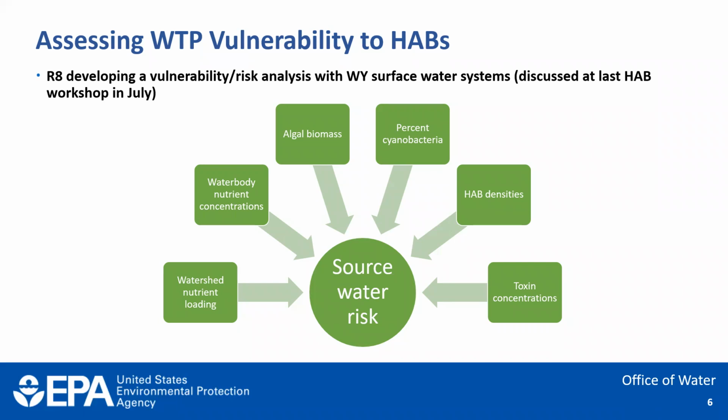Algal biomass: a lot of the information for algal biomass came from the satellite imagery projects that were conducted throughout the country. Percent cyanobacteria: that satellite imagery can distinguish between cyanobacteria and regular algae. HAB densities: if there are certain concentrations near intakes, that's factored in. And then finally, toxin concentration. On the recreational side, there were a lot of data available to determine the source water risk.